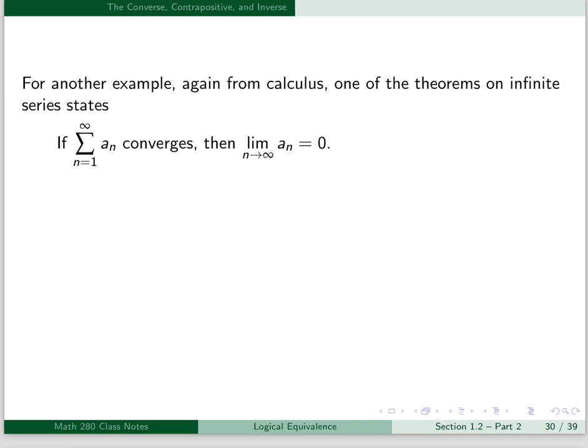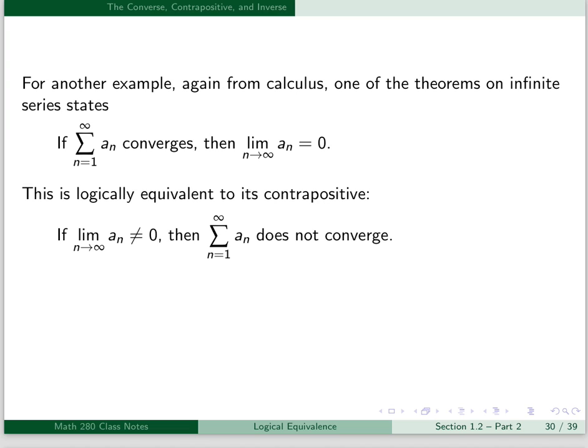For another example, again from calculus, one of the theorems on infinite series states, if the infinite series a sub n from n equal 1 to infinity converges, then the limit as n tends to infinity of a sub n is equal to 0. This is logically equivalent to its contrapositive, which reads, if the limit of a sub n as n tends to infinity is not equal to 0, then the infinite series of a sub n does not converge.